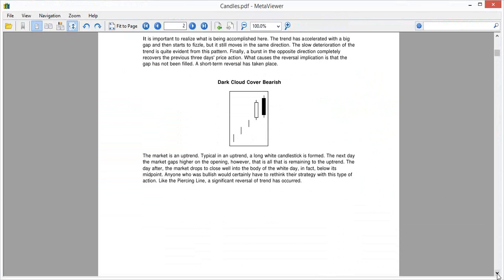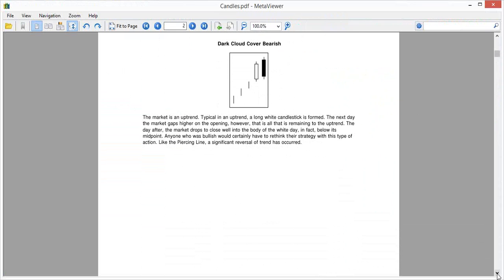The dark cloud cover bearish. The market is in an uptrend. Typically in an uptrend, a long white candlestick is formed. The next day the market gaps higher on the opening. However, that is all that is remaining to the uptrend. The day after, the market drops to close well into the body of the white day, in fact below its midpoint. Anyone who is bullish would certainly have to rethink their strategy with this type of action. Like a piercing line, a significant reversal has occurred. You've had an up day, and then the market has completely sold back most of the position, and the full body is quite bearish there on our dark cloud cover.